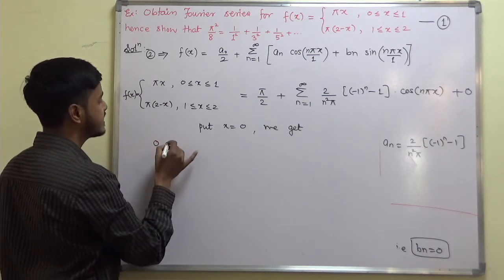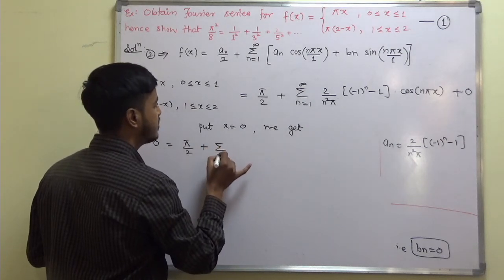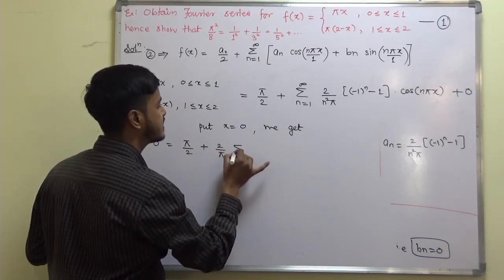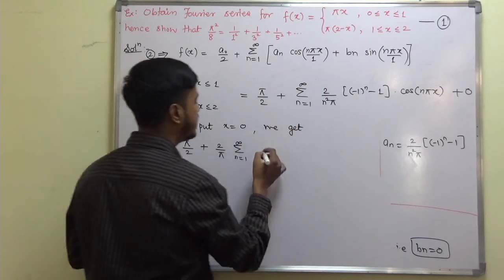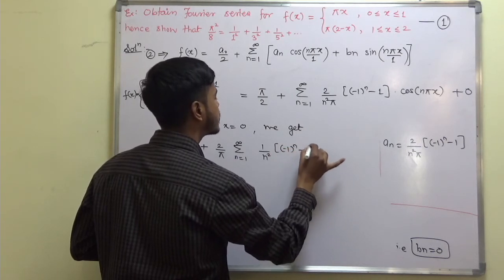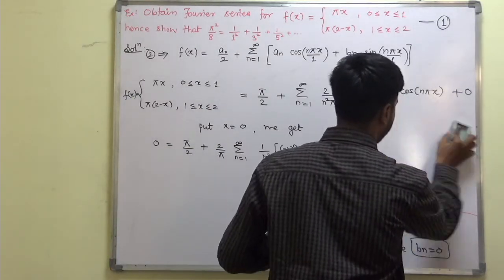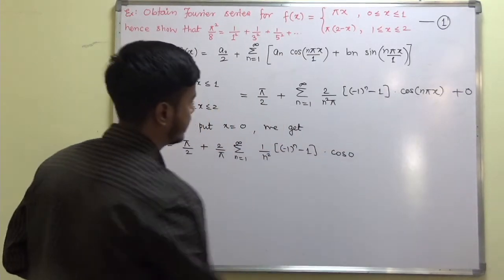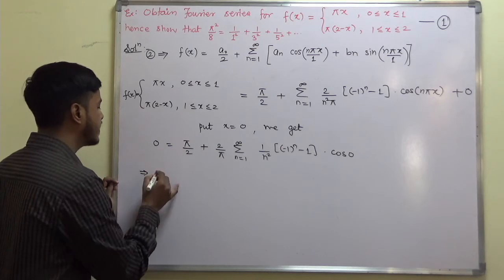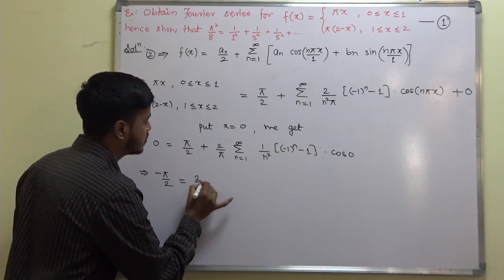So you get left hand side 0 is equal to pi by 2 plus summation. You can take 2 by pi outside, then it is summation n is equal to 1 to infinity 1 by n square into minus 1 to the power n minus 1 into cos 0. Simple. Okay, now cos 0 is, everyone knows, 1. Now take this to the left. So when you take this to the left, you will be getting minus pi by 2 is equal to 2 by pi.